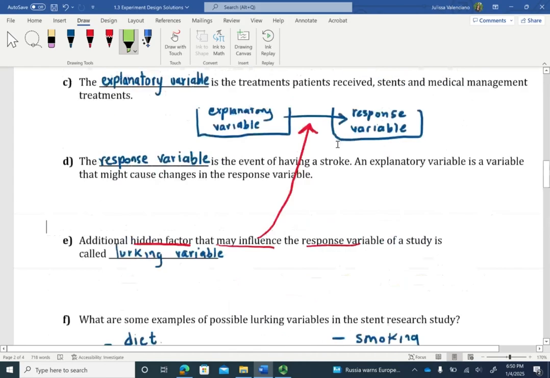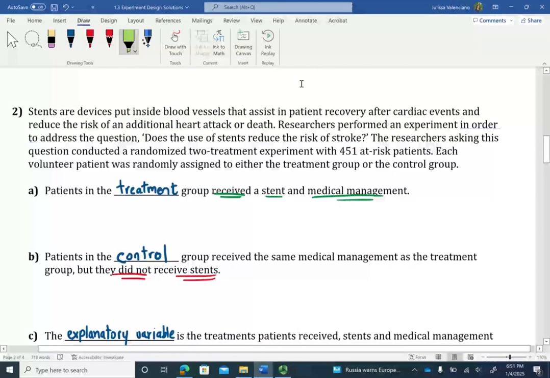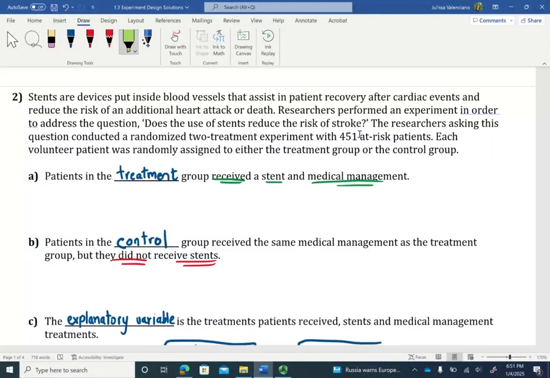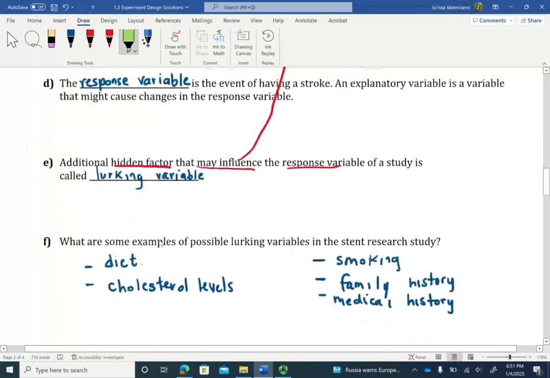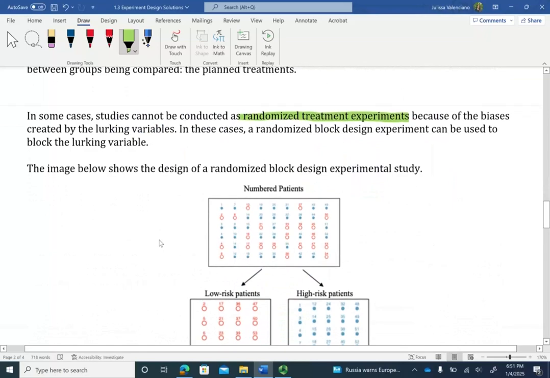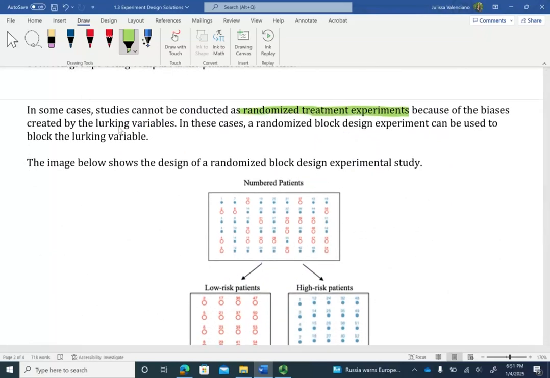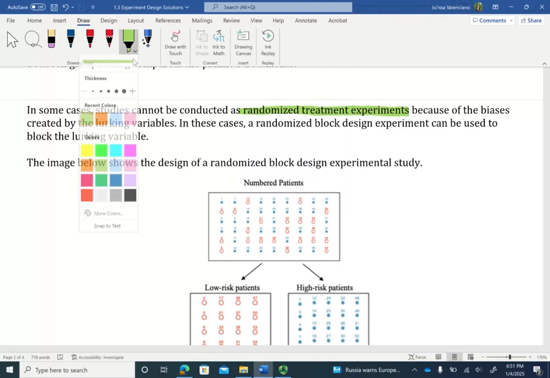So in this case, let's look back at our experiment. We had 451 patients. Since it says that this was a randomized 2-treatment experiment, we can assume that about 226 patients were randomly selected to be in the treatment group, and the other 225 patients were selected to be in the control group. Okay. It's not always possible to conduct a randomized treatment experiment because some lurking variables might have an impact on the response variable that we're trying to measure.